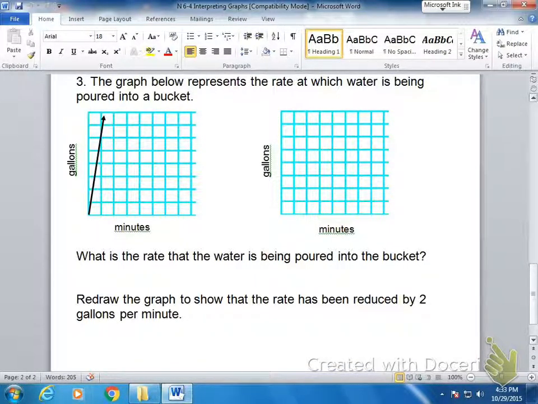But it's just asking you what's the rate that the water is being poured into the bucket. Find the slope. It goes up by minutes, meaning 0 minutes, 1 minute, 2 minutes. You just do the rise over run and you'll have that. And then think what would happen if it reduces it by 2 minutes per gallon. Hope that helps, guys. Good luck.